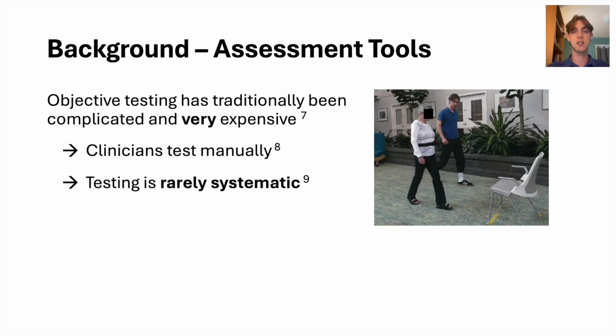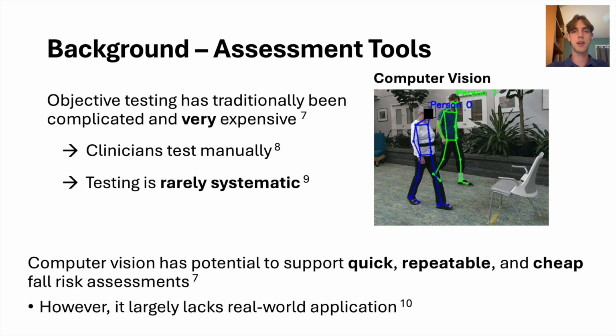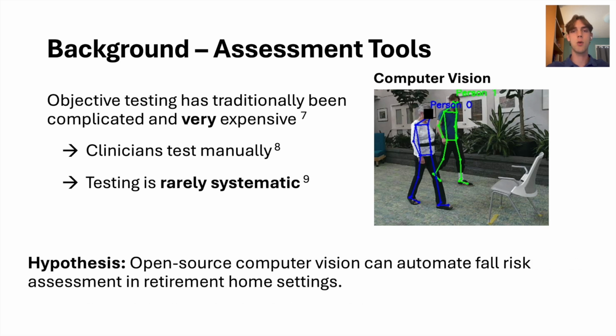Computer vision is a new tool that tracks the 3D location of body parts with AI. It has potential to support quick, accurate, repeatable, and cheap fall risk tests, but lacks application in real-world assessment. We hypothesize that open-source computer vision can automate fall risk assessment in retirement home settings.